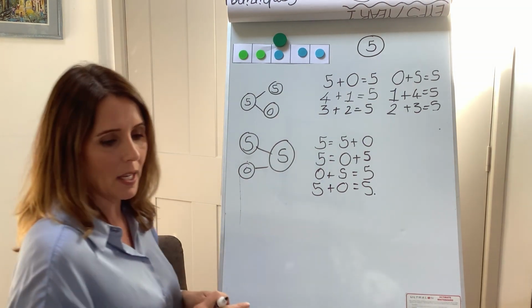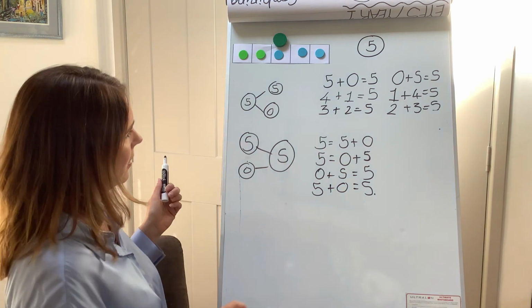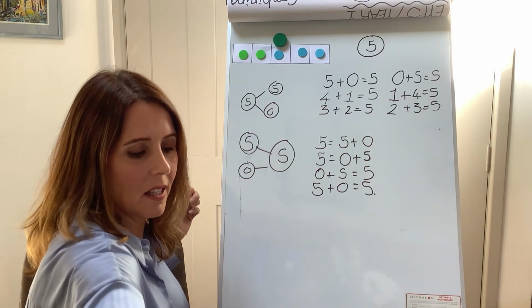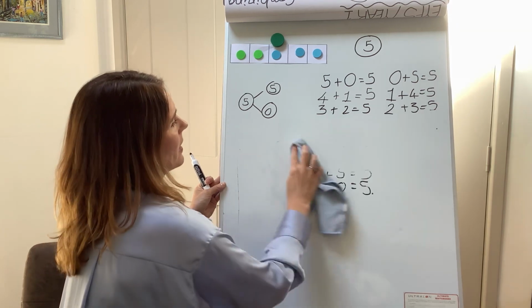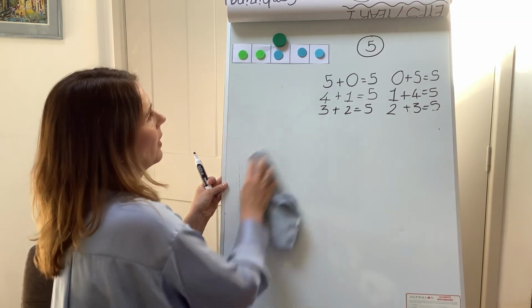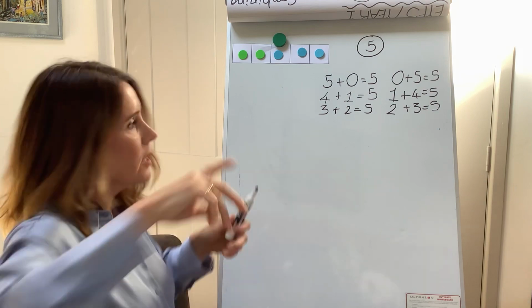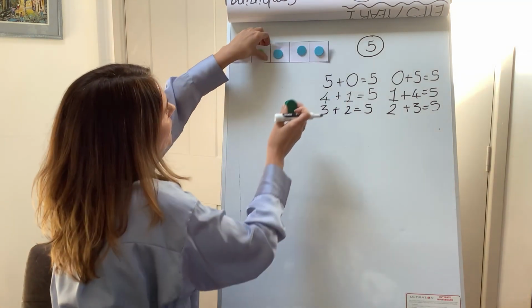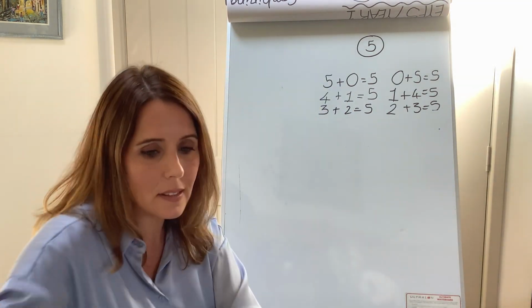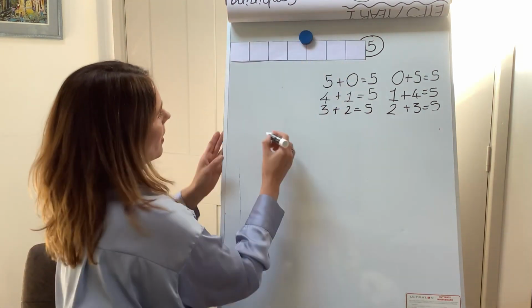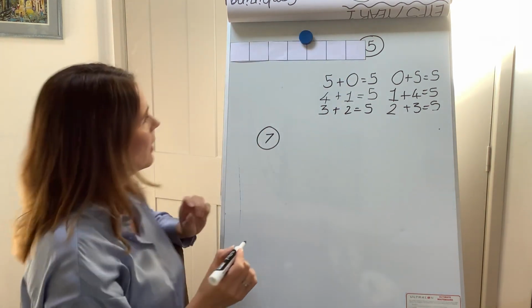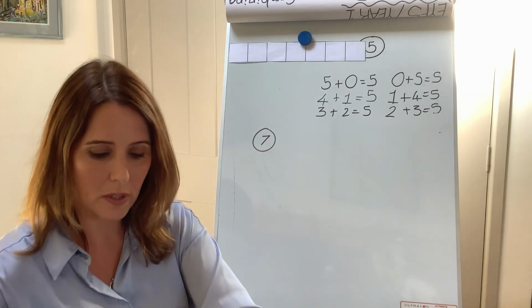We can do the same with other numbers. So let's see if you can have a go at finding the fact families. If we change this and we use the number 7, can you find the fact families for us to have?